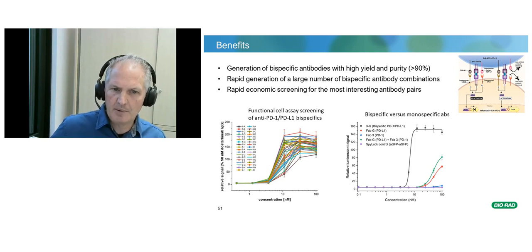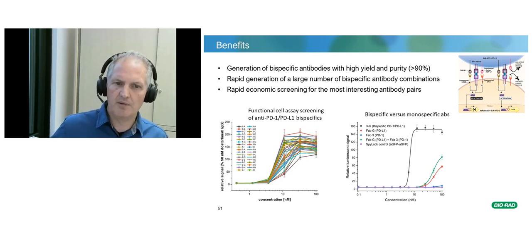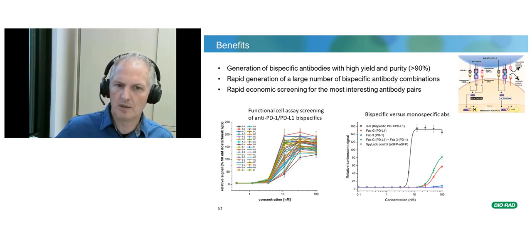In blue is our PD-1 Fab, so it gives only a very weak signal. In red is a PD-L1 antibody. In green, the mixture of the PD-1 and PD-L1 antibody. And in black is a bispecific antibody. And you can see very clearly that it gives a much stronger luminescence signal.